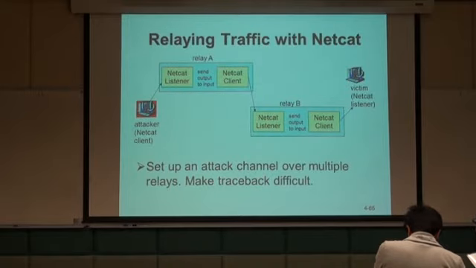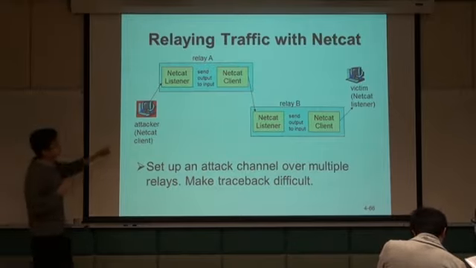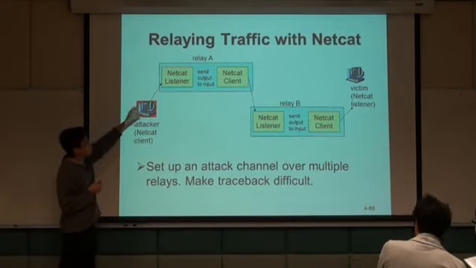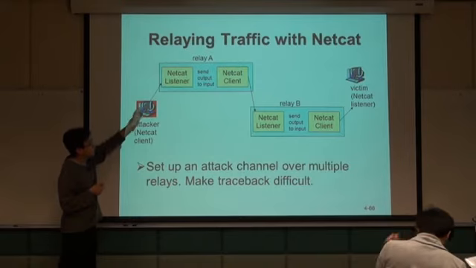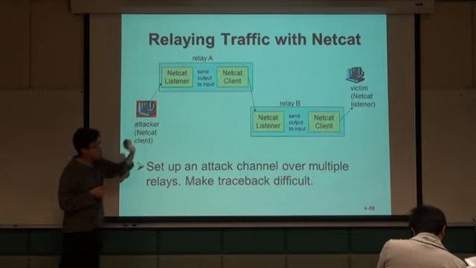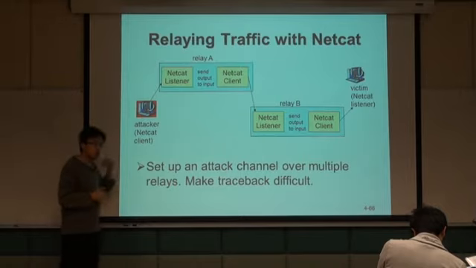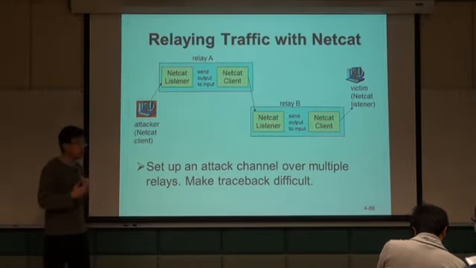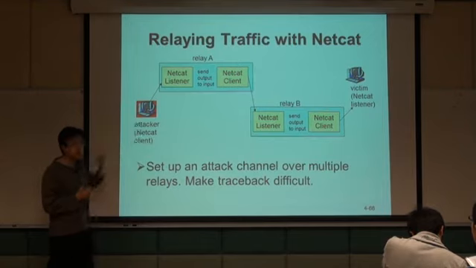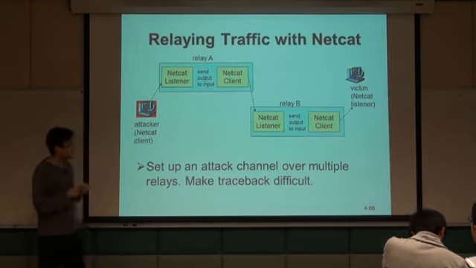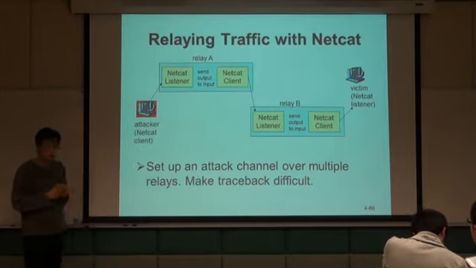And Netcat allows you to set up multiple hops. So the attacker may just go through multiple relays. The relay may generate both the listener and the client, and relay A may direct to relay B and go to the victim. So you make the detection even more difficult, because this time you have to trace through multiple relays, which makes the traceback more difficult.